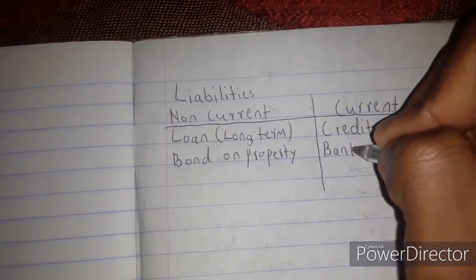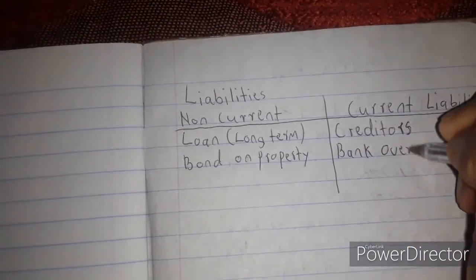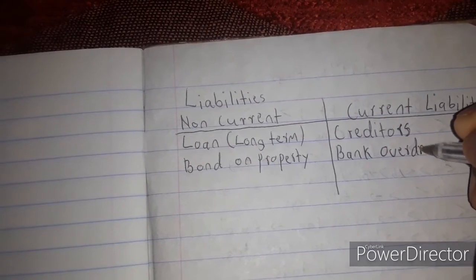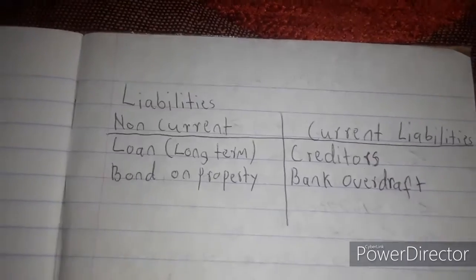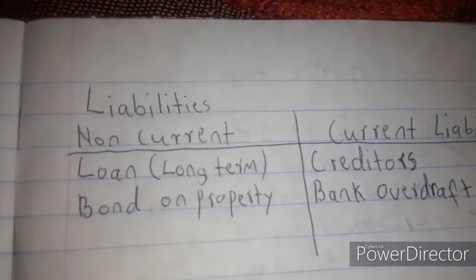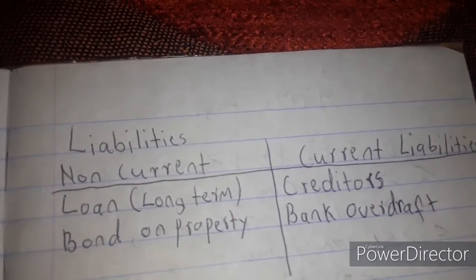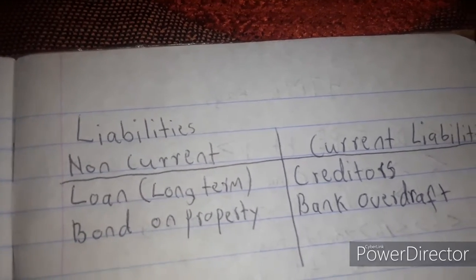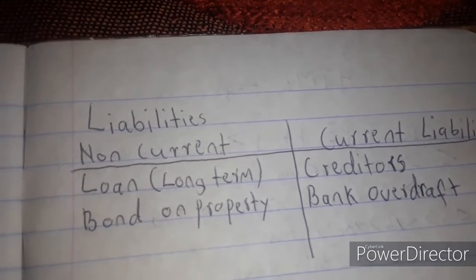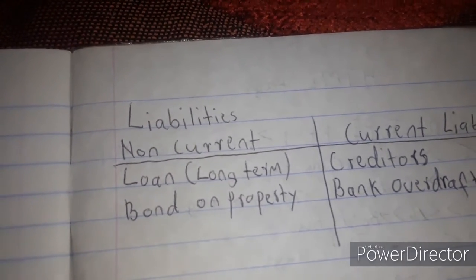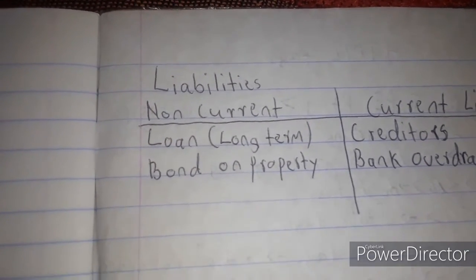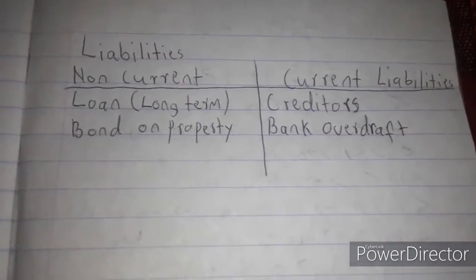The bank overdraft occurs when the bank allows the business to spend more money than it actually has in its check or current account at the bank. So that is a bank overdraft, to draw over.